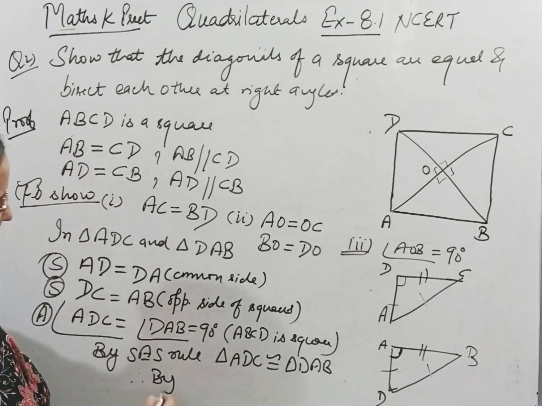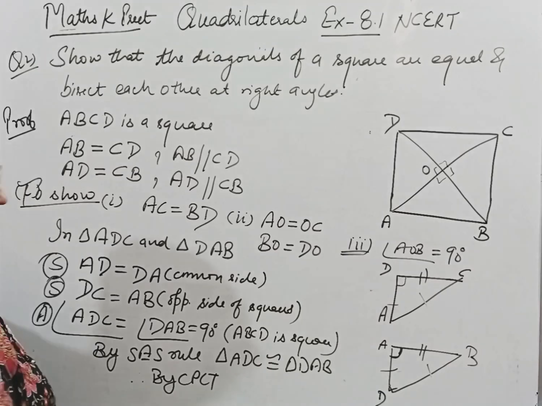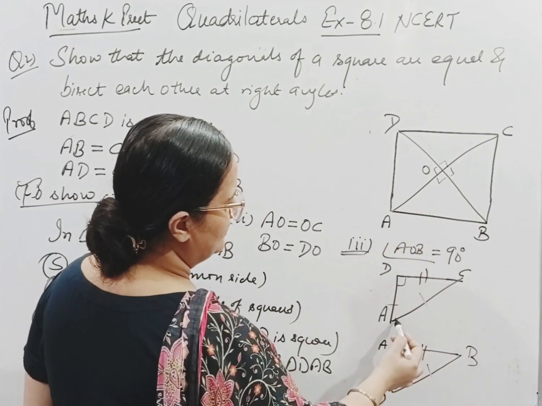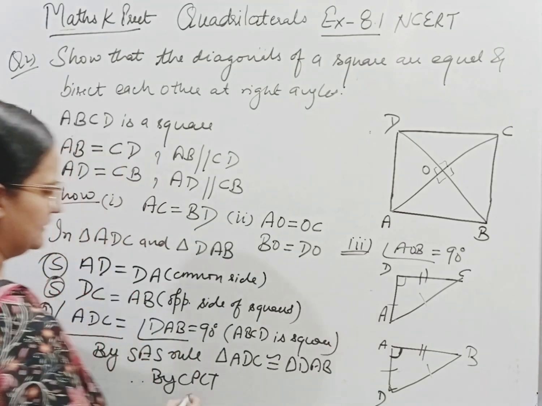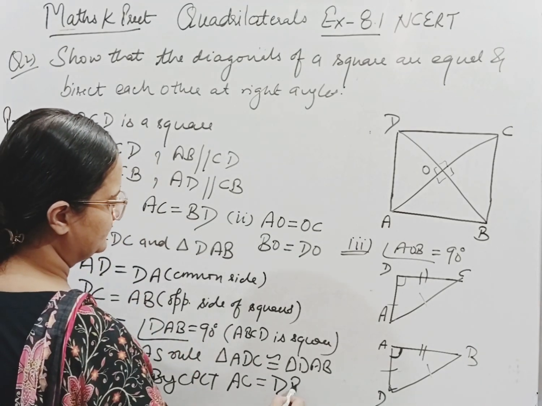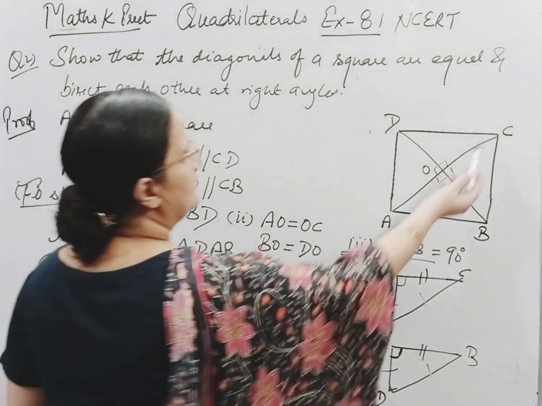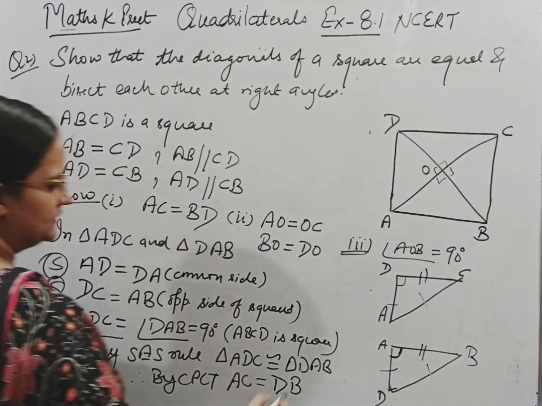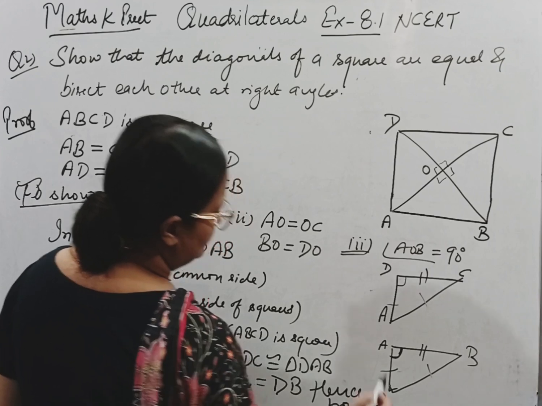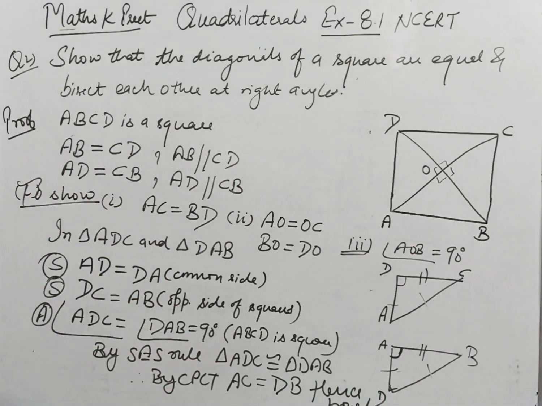Therefore, by CPCT, what I am having? I have to prove that this is equal to this. These two diagonals are equal. By CPCT, this third side will be equal. So AC will be equal to DB. AC will be equal to DB. So the first part we have proved, that diagonals of a square are equal. So this was the proof for the first part.